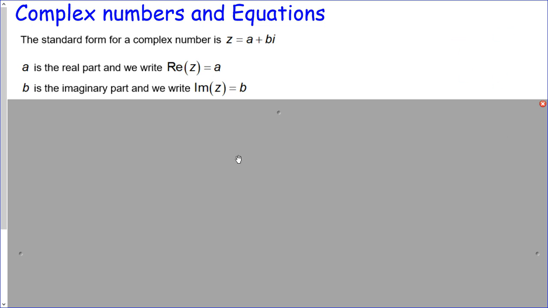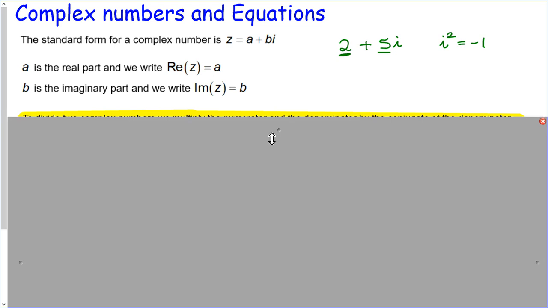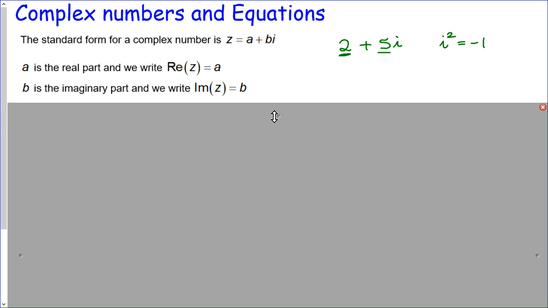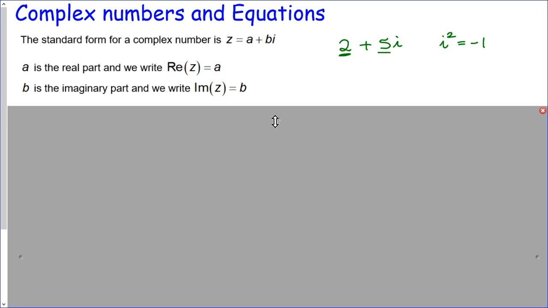Right, we're going to move on to complex numbers and equations. The standard form of a complex number is a plus bi. So for example, 2 plus 5i. And remember, i is defined to be the square root of -1, or i squared equals -1. Every complex number has a real part, which is that bit there, and an imaginary part, which is that bit there. To add and subtract complex numbers, you simply add their real parts and add their imaginary parts.